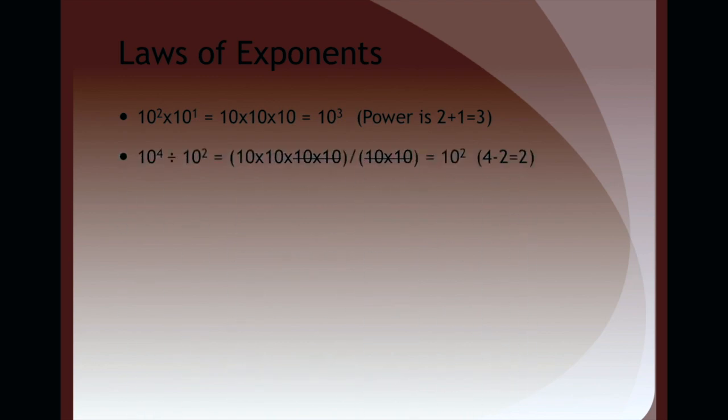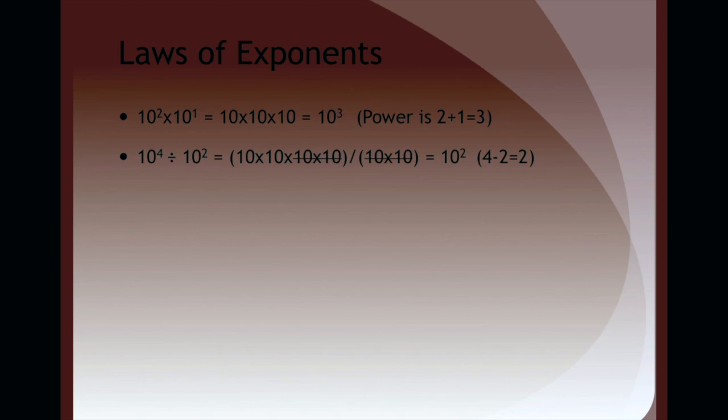Let us take one more example. 10 raised to power 4 divided by 10 raised to power 2. So here we are again writing in expanded form, and we can see that the answer is 10 raised to power 2. Again here we can see 4 minus 2 equal to 2. So if we divide the numbers with the same base, please note the main catch here is the base should remain the same. If the base is the same and we divide two numbers, then the powers are being subtracted.